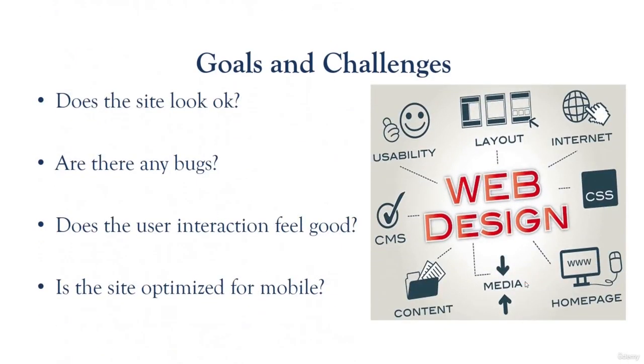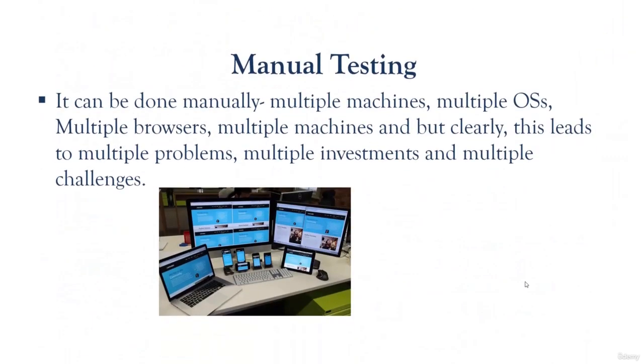The goals and challenges of cross-browser testing: does the site look okay? Are there any bugs? Does the user interaction feel good? Is the site optimized for mobile? These are the things you are validating: the layout, the usability perspective, and the content perspective are the main challenges we face when performing cross-browser testing. Manual testing can involve multiple channels, multiple operating systems, multiple browsers, and multiple machines, but clearly this leads to multiple problems, multiple investments, and multiple challenges.